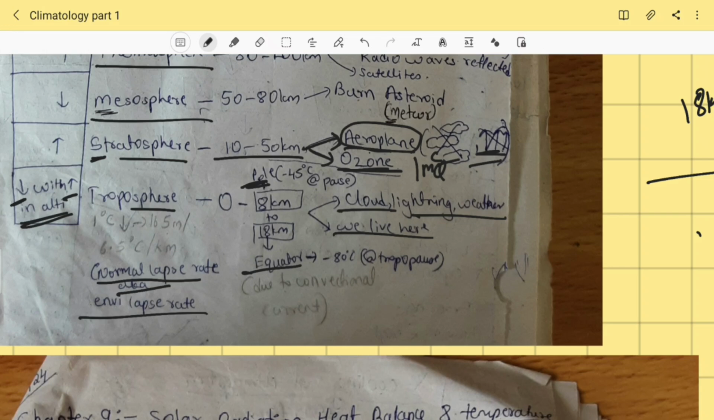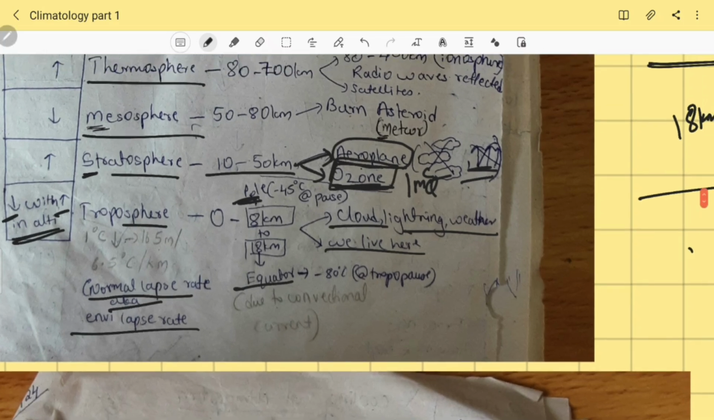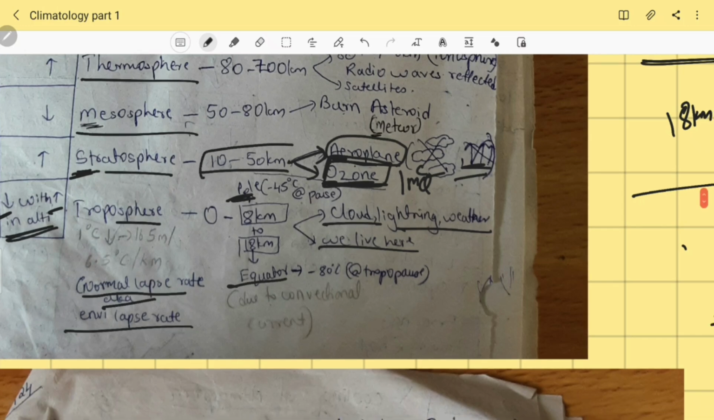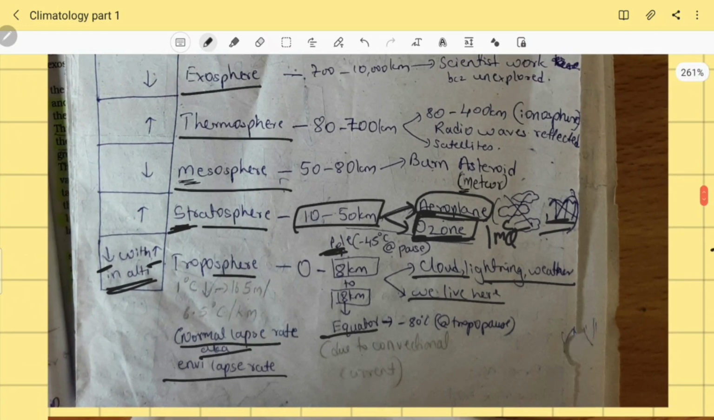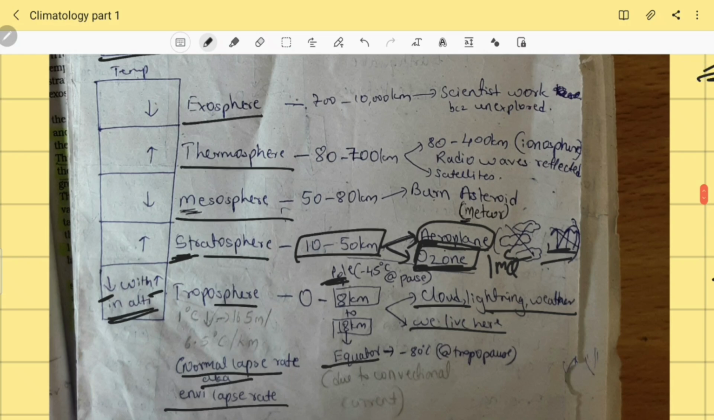Stratosphere, that's one thing, and ozone, that's also a very important thing. Two MCQs can be formed here. So whenever there's the word stratosphere, you have to quickly remember the words aeroplane and ozone, and that it extends from 10 kilometers to 50 kilometers from the surface of the earth. And here the temperature increases with increase in height. So that's all about the stratosphere.